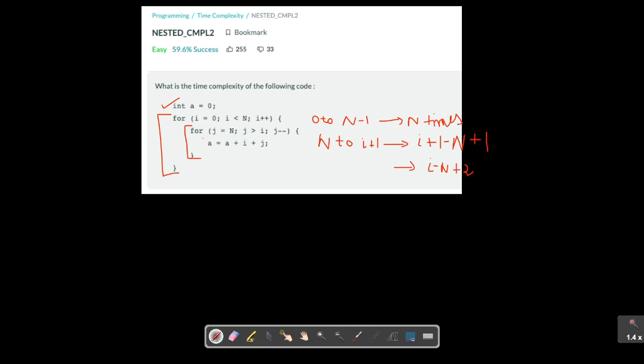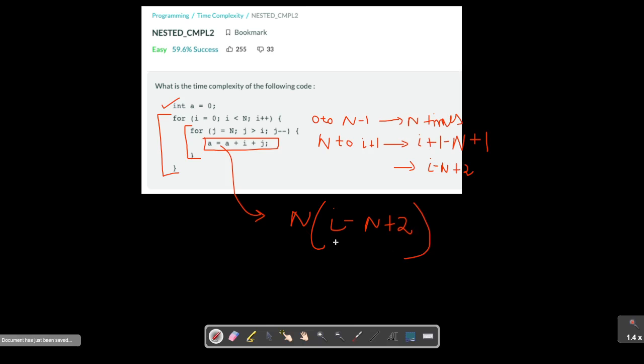So what we can conclude is this particular statement will run for the product of this, that is n multiplied by I minus n plus 2. So what we can conclude out of this is that in the worst case it can go to n squared. So time complexity here will be big O n squared.